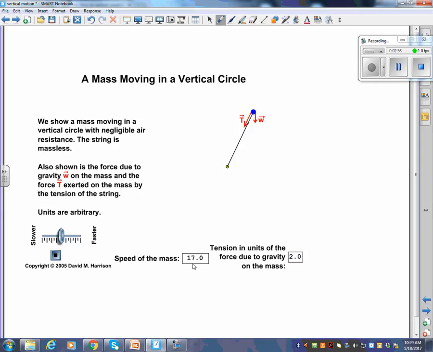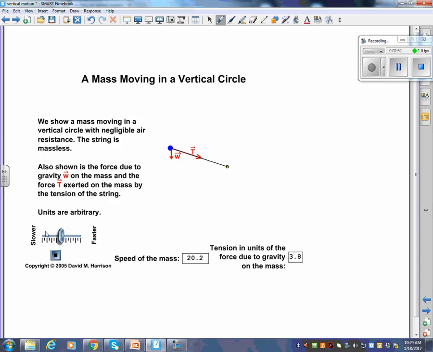Notice that the speed of the mass down here, as it comes down to the bottom, is reaching its maximum, and then as it's going up, it slows down, right? And now it's speeding up on the way down, right? And the actual value of the tension goes down to just under 2, 1.7.